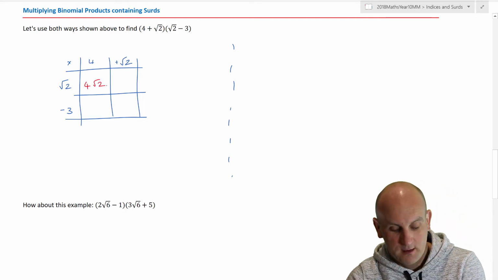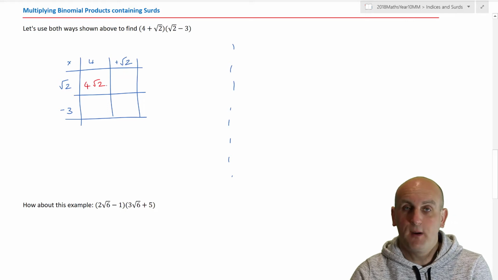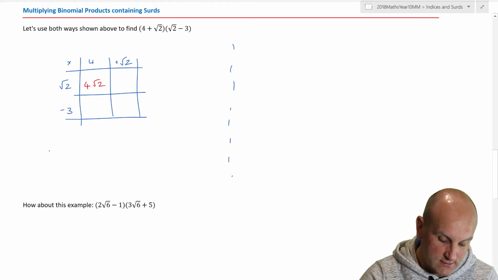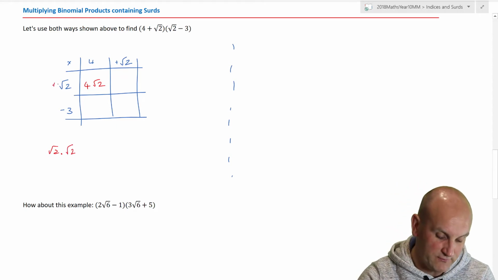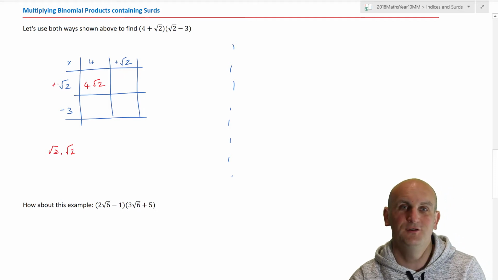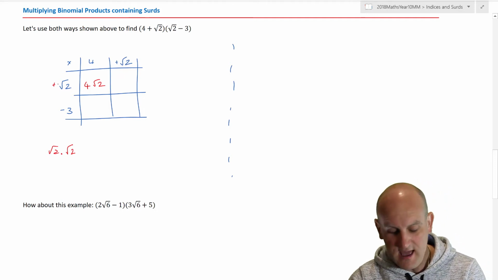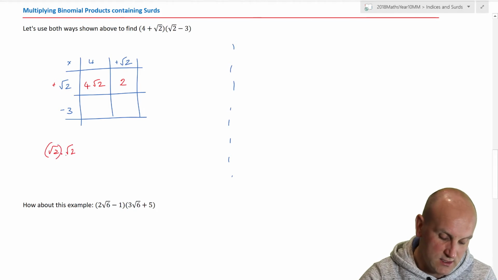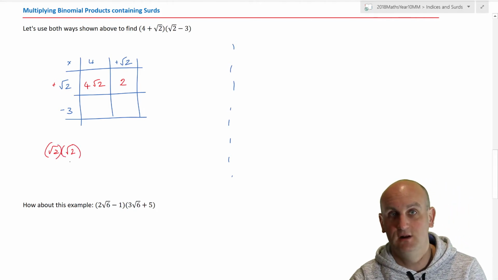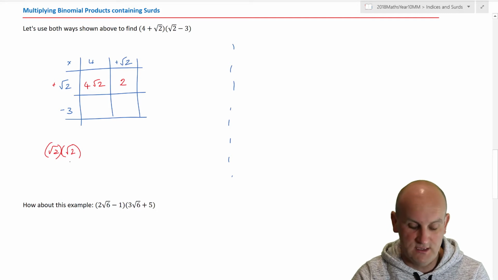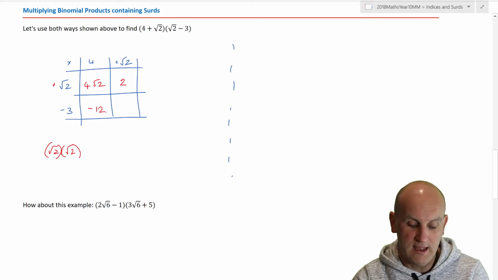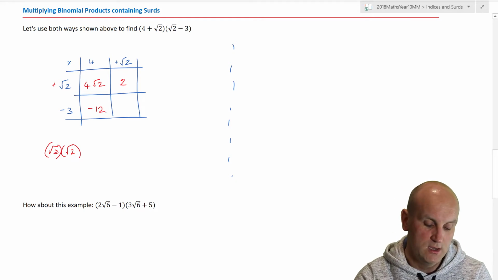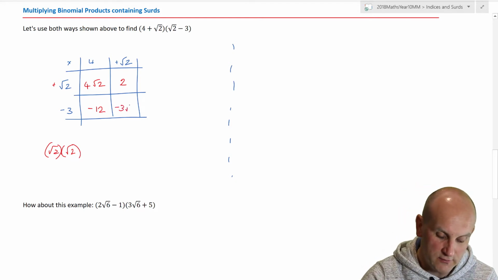Change your pen color. Root 2 times plus root 2. Now again, I don't have to put the plus in because a positive times a positive is a positive. And we know that root 2 times root 2 is 2. When you multiply a surd by itself, you actually get rid of the square root sign. And there's a video on that for you to have a look at. I'm now at minus 3 times 4, which is minus 12. And I've got plus root 2 times minus 3, which is minus 3 root 2.